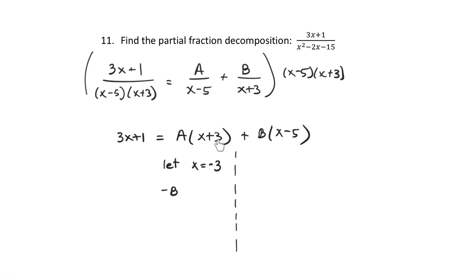Here, a is going to disappear because that turns into 0. Here, negative 3 minus 5 is negative 8 times b is negative 8b, so b is equal to 1.